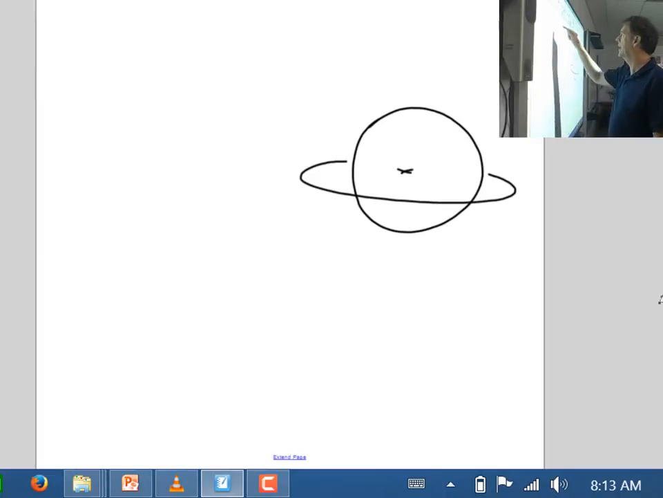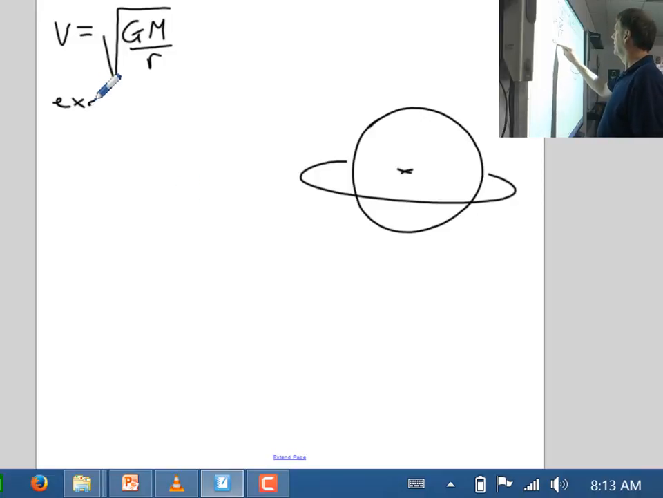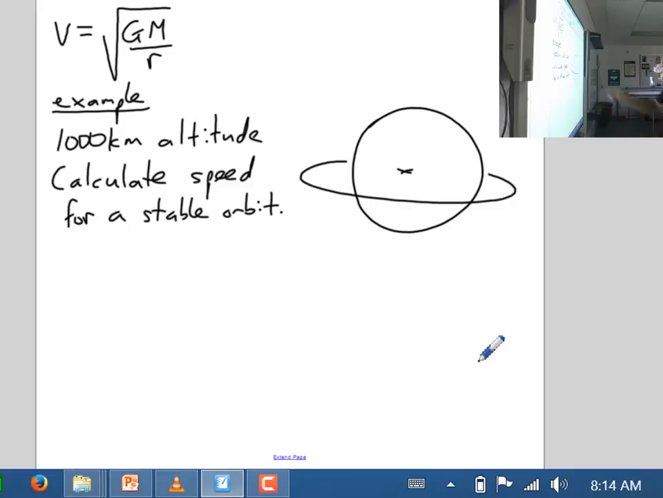So if we do have a satellite going around a planet there, we've got two formulas we can use. We can use this one here that'll tell us the orbital speed, and that's an easy enough one to work with. So let's do an example of that. Let's say we want to find out what's the orbital speed for a satellite that's say 1,000 kilometres above the Earth's surface. Now if you're doing that, we're going to use this formula here.